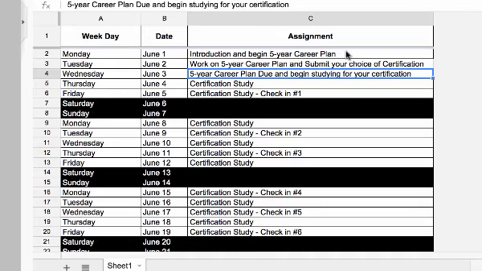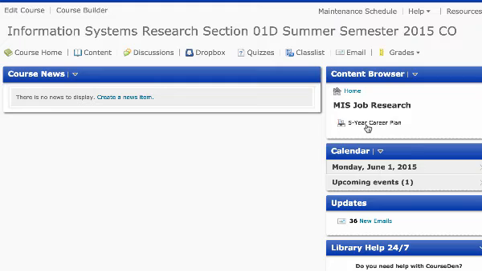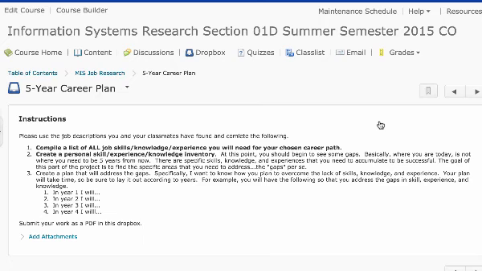The only thing you need to worry about right now is this 5-year career plan, and that's going to work towards choosing your certification. Now here under the MIS Job Research folder, you find the description of your 5-year career plan project. And here's a drop box where you will actually submit your work, but it also has your instructions.